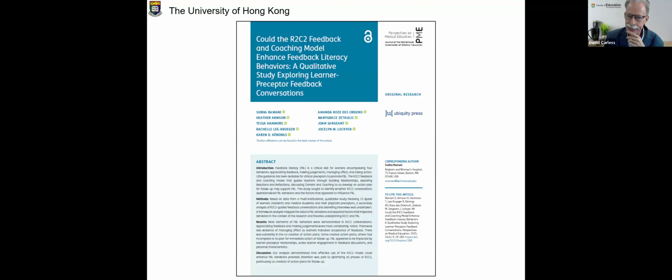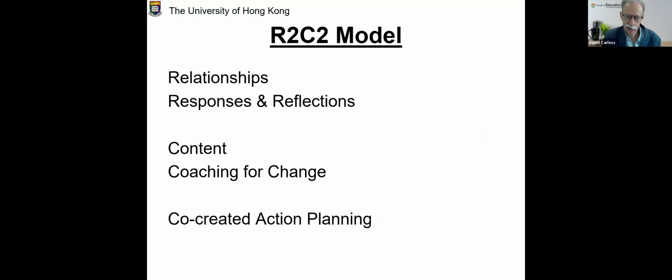I don't know if you're familiar with the R2C2 feedback and coaching model, but it's quite a well-known concept in medical education. And there are some famous names from the medical education literature in this paper: Subramani, Joan Sargent, Jocelyn Lockyer. And the essence of R2C2 is 2 R's and 2 C's. It's kind of 3 R's in a way: relationships, responses, and reflections. That's the 2 R's. Content of the feedback and coaching for change are the 2 C's.